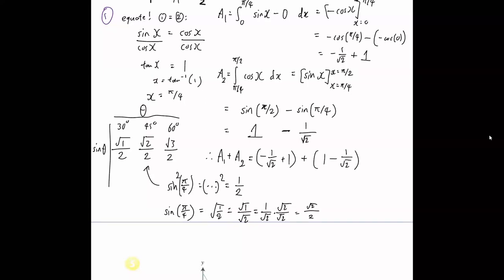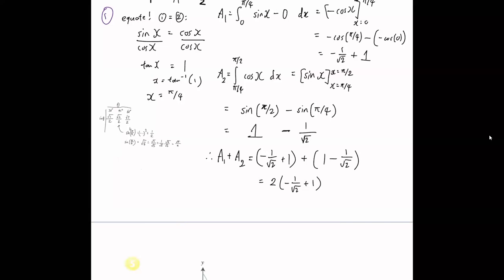Anything to cancel? No. Here it's a negative and negative, there is a positive and positive. So it's actually just 2 times the same area. So 2 times this plus this, right? Okay, very good. Let me shrink this down, put it aside. Multiply in the 2. So you end up with negative 2 over root 2 plus 1.